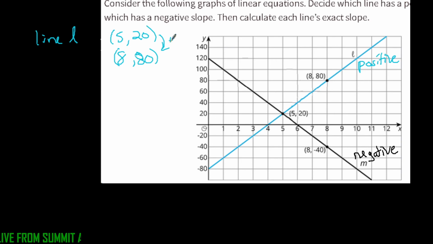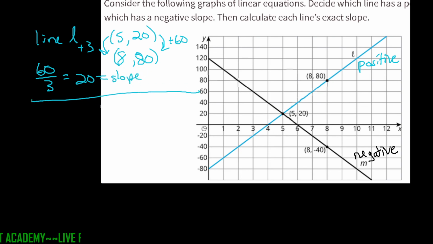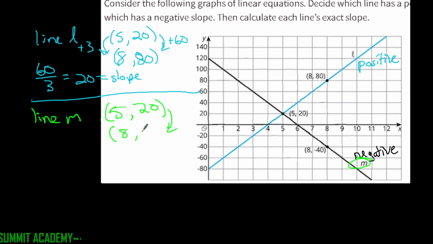Find your change in y is plus 60. Find your change in x is plus 3. Write it as a fraction. So I have 60 over 3 equals 20, which is our slope for line L. If I'm looking at the next one, for line M, same idea, use those points, however, make sure they're on that line. So you can use (5, 20) and what's the other point? I have (8, -40).